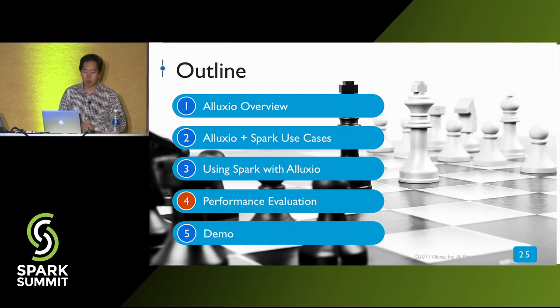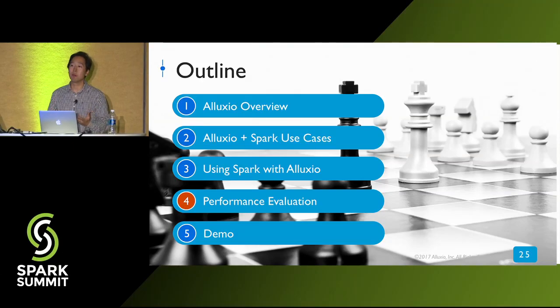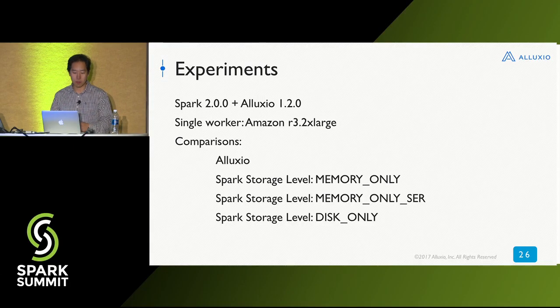Next, I will talk about a small, simple experiment that we've done with Alluxio and Spark. This is the setup that we had. We ran this several months ago, so Spark 2.0 and Alluxio 1.2, and we used a single AWS instance. We wanted to see how Alluxio behaves in different scenarios compared to some of the cache levels of Spark.